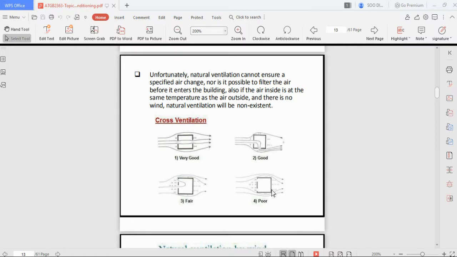opening facing the wind. So you do not want this sort of design; this is considered a very poor design. Number three is fair, but there's a high chance of it going to poor if you have things blocking the wind. So usually if you're having a window, you want to put it on the opposite side, or side by side, or on different sides.